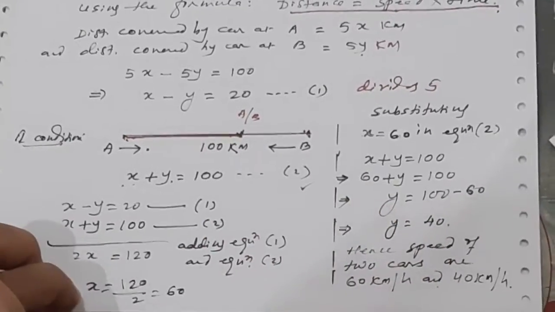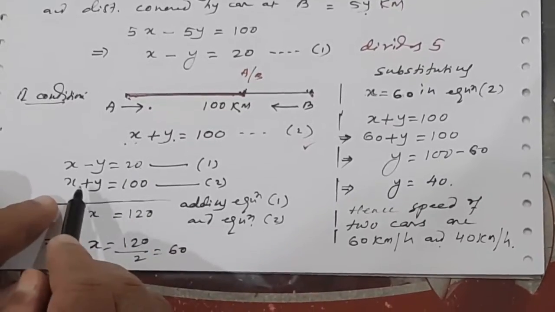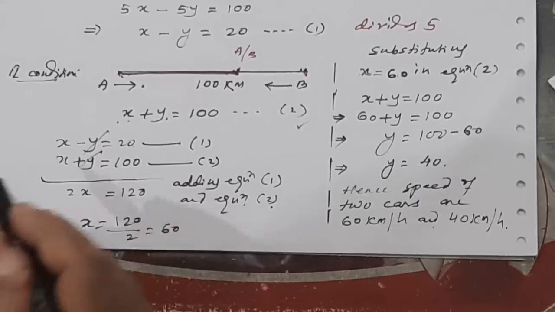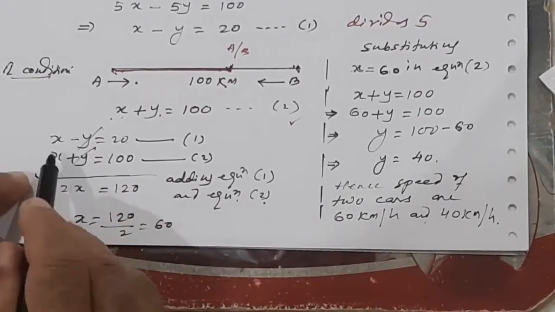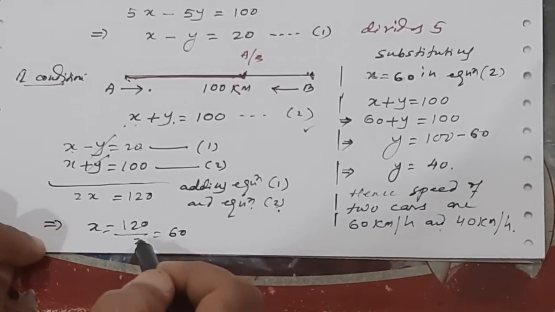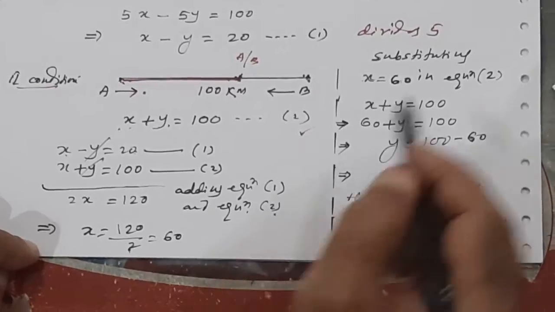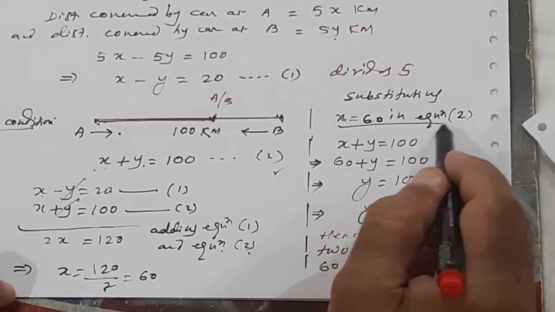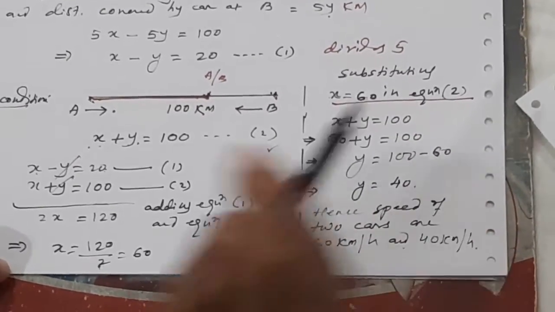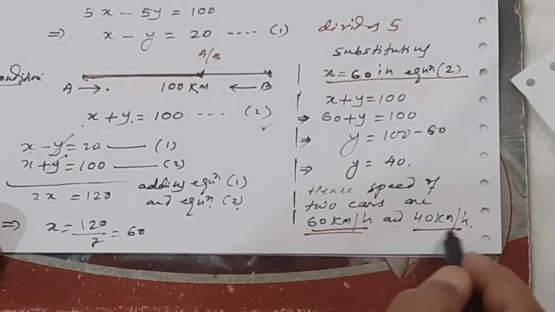This is your second condition. Now x minus y is equal to 20, and x plus y is equal to 100. Add these two equations. y gets cancelled because they have opposite signs. x plus x is 2x, 20 plus 100 is 120. So 2x divided by 2, x is 60. So the speed of the first car is 60. Substitute 60 in equation 2, you get y is equal to 40. Hence the speeds of the cars are 60 and 40 kilometers per hour.